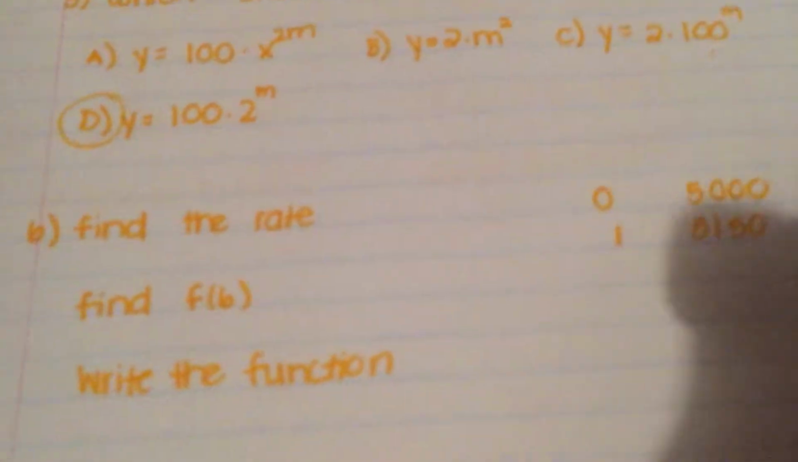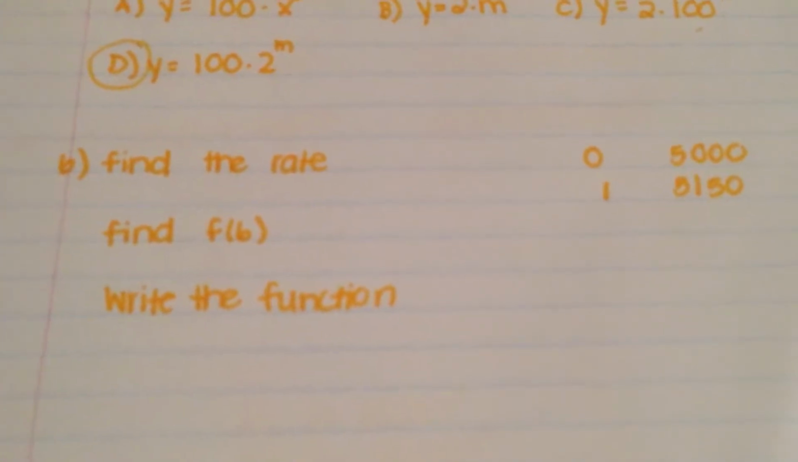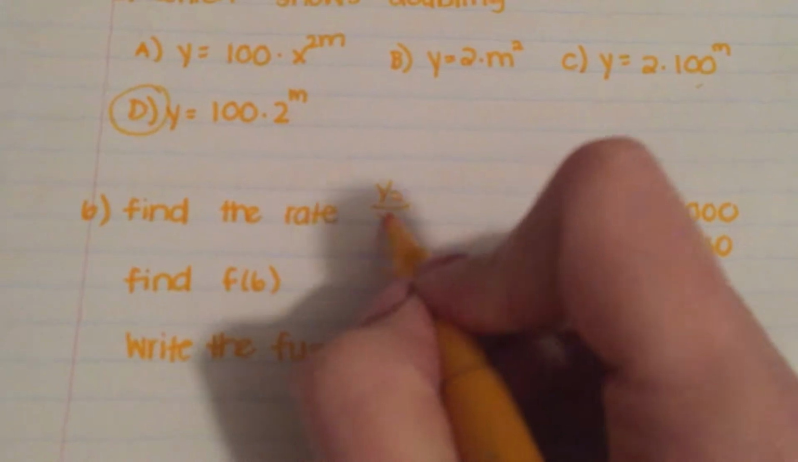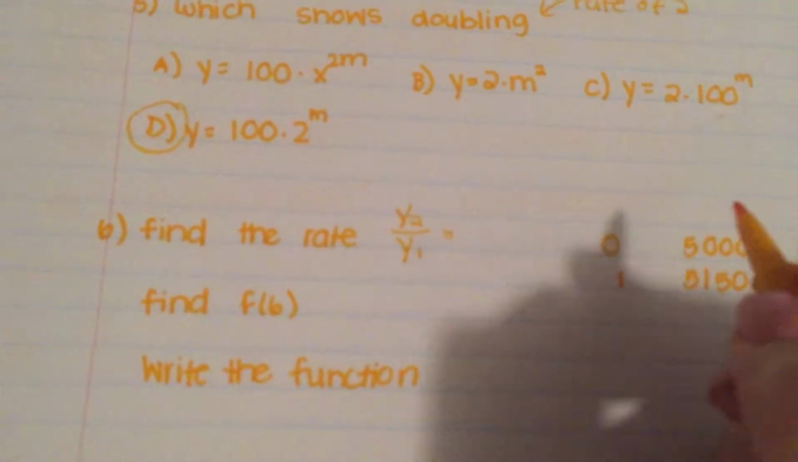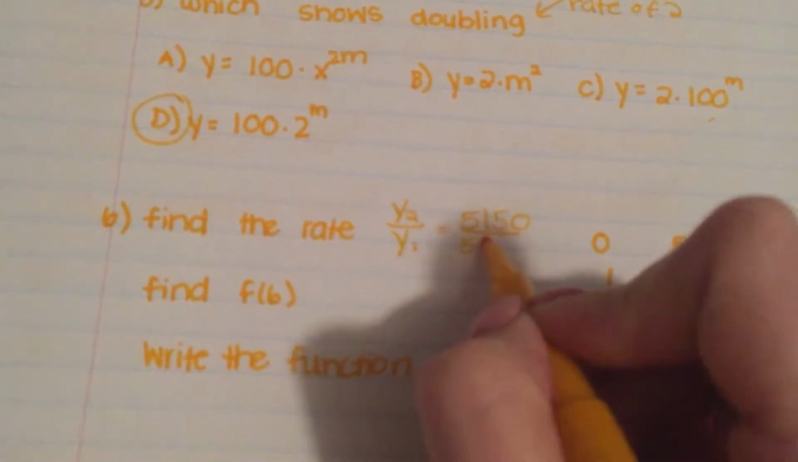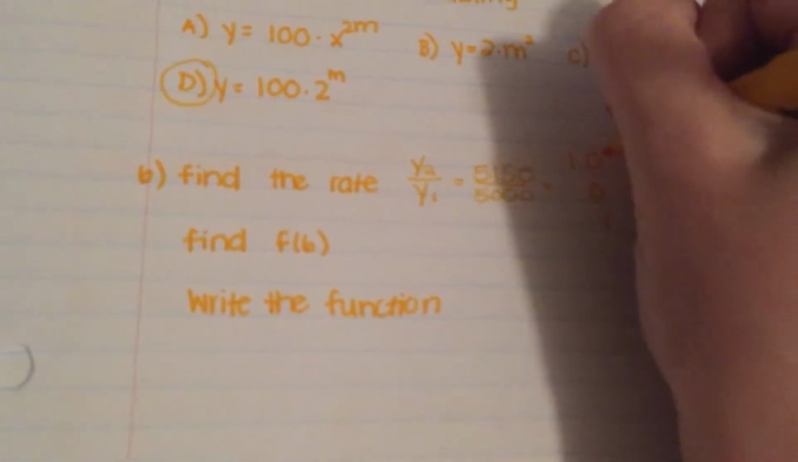Here it gave us a table. Again, I don't have my calculator with me. Thankfully, I did these several times. So to find the rate, we take y2 divided by y1, which is going to be 5150 divided by 5,000. So the rate is 1.03.